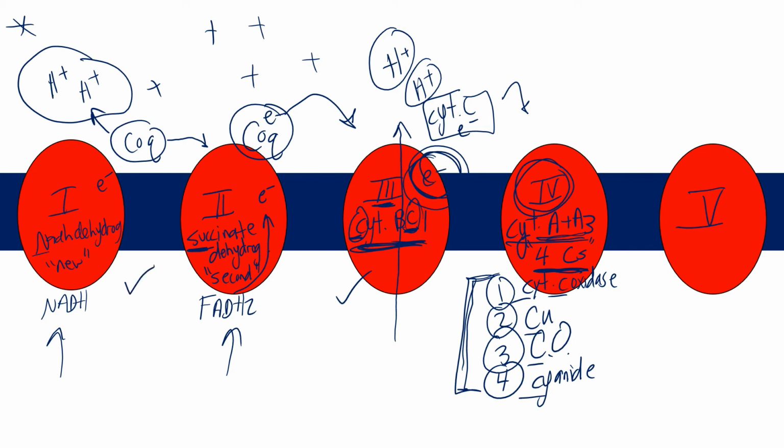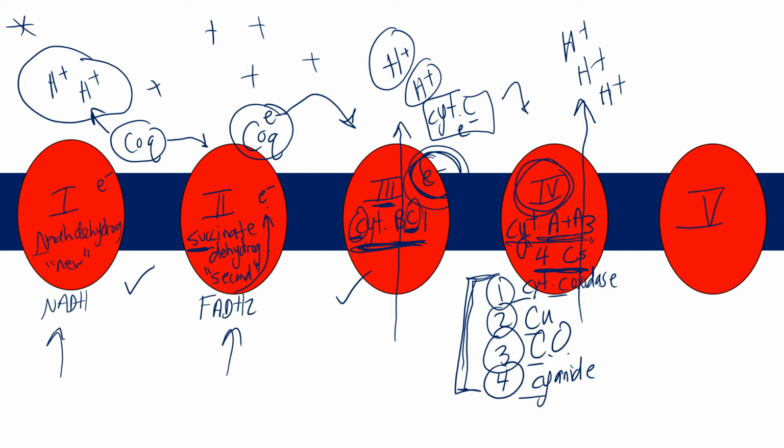Remember though, complex 2 does not pump protons through. It just basically has the electrical charge to pass on into coenzyme Q. So complex 4 is going to react just like all of the other main ones. It's going to send protons over here, and we're generating more and more of a positive charge from all the protons and an increased electromotive force.